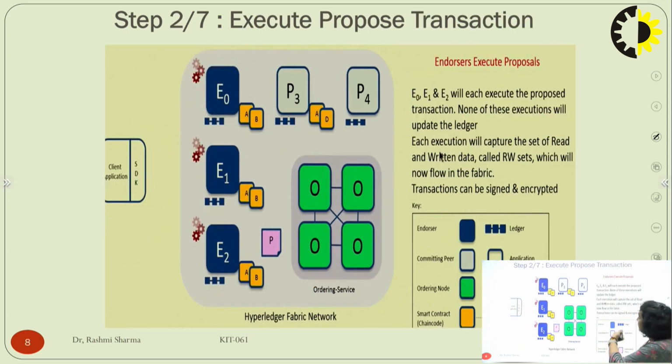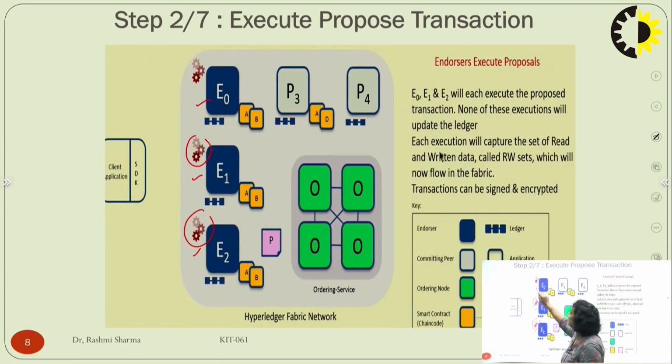In the next step, see what I have discussed. All these nodes, E0, E1, E2, show that they are processing the request or the transaction which is being sent by the client application. So E0, E1, E2 will execute the proposed transaction.